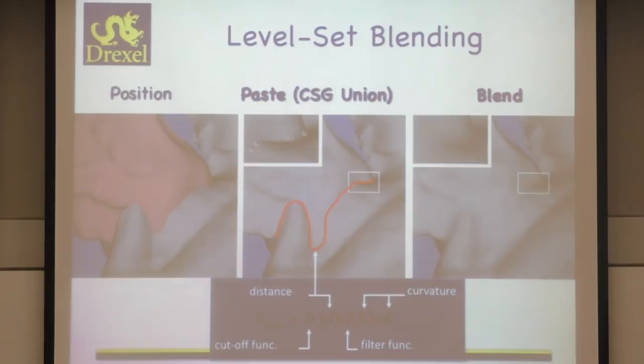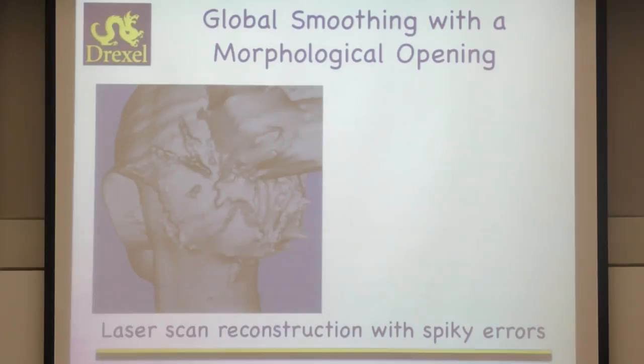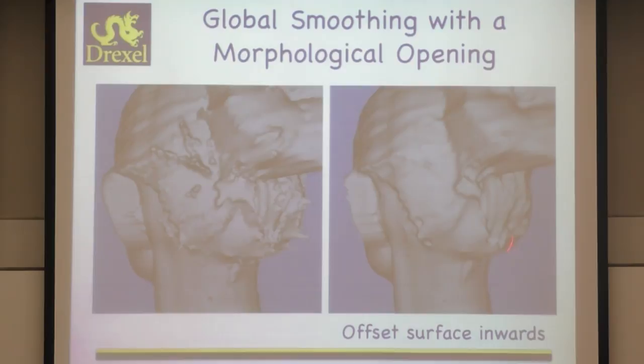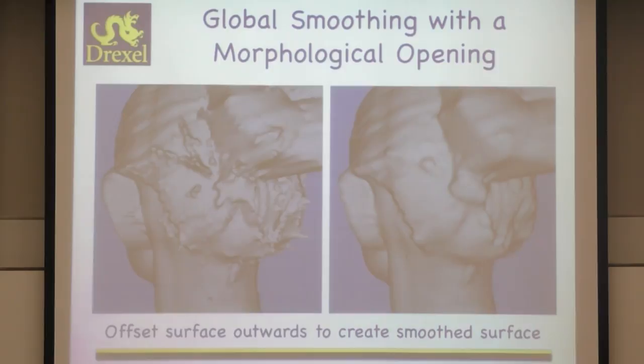And of course, these things are distance fields, so doing things like morphological operators comes for free. Here's a noisy scan. You do an inward offset to get rid of the spikes, and then you do an outward offset, which is the definition of morphological opening, and you get this globally smoothed object that came for free.